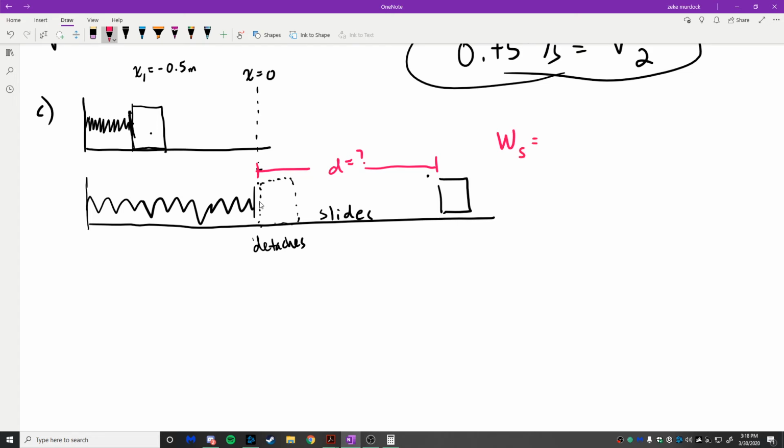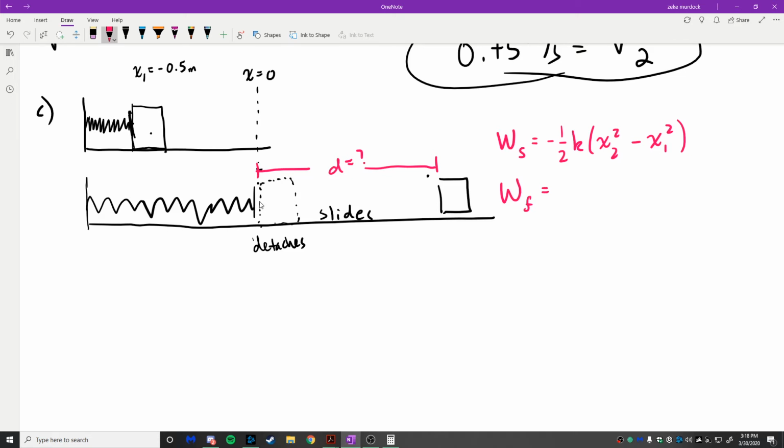we had this equation that said the work done by a spring is equal to negative 1/2 k, x2 squared minus x1 squared. And we're going to have the work done by friction, which is going to be equal to, we could write this however we want to, but I'm going to write it like this.